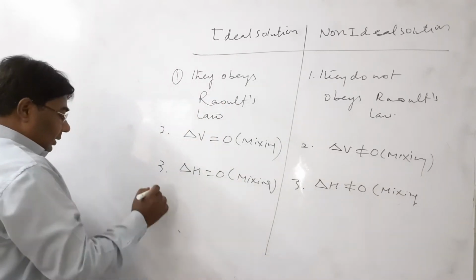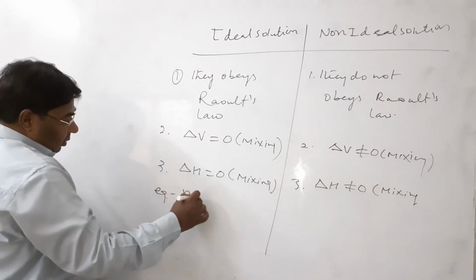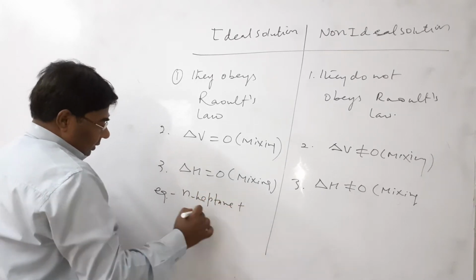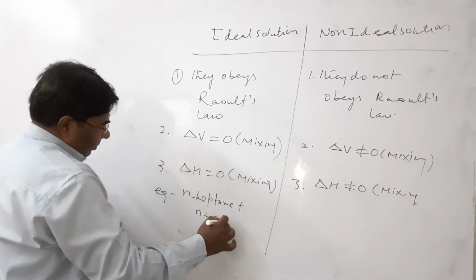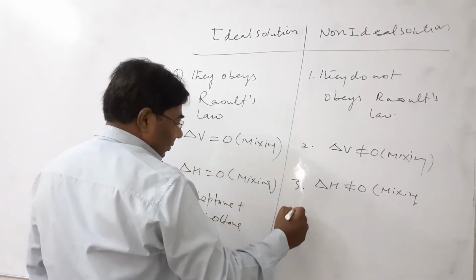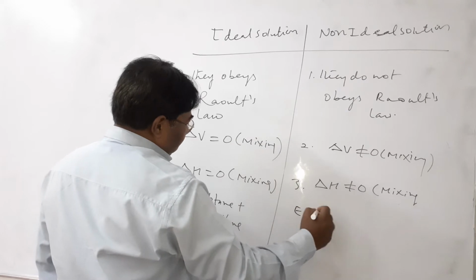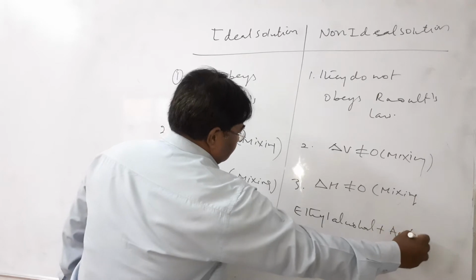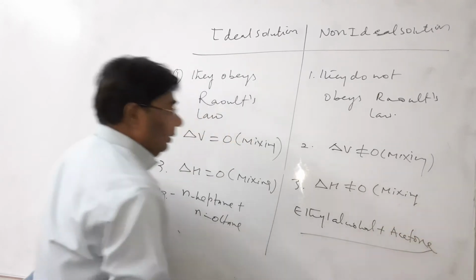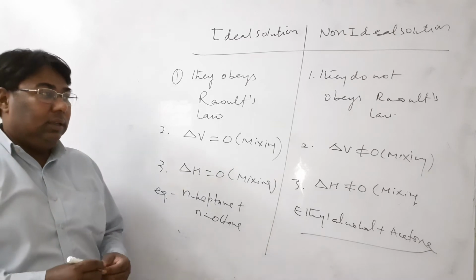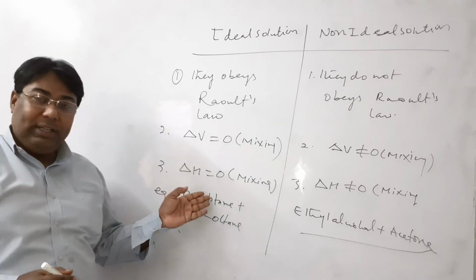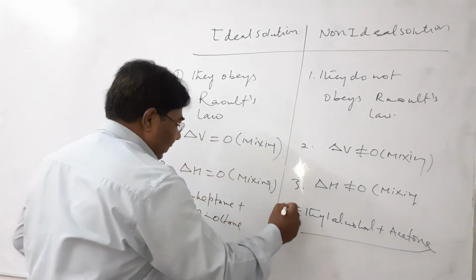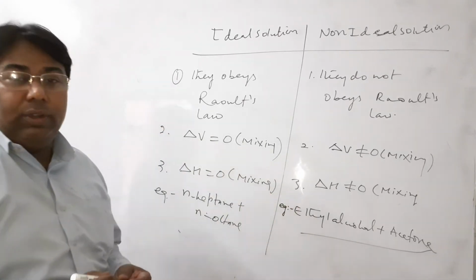Now example, n-heptane plus n-octane. In non-ideal, ethyl chloride, ethyl alcohol plus acetone. This is the difference between ideal and non-ideal solution. 3 points of the difference, and 1 example in both the cases. These are the examples. I think that all of you understand.